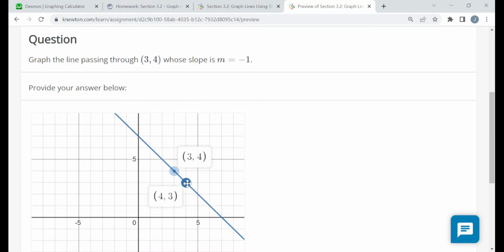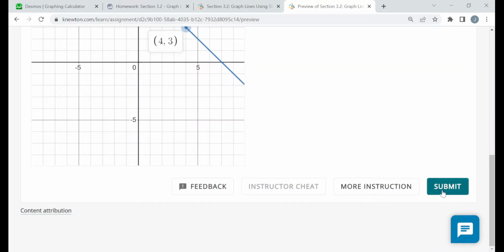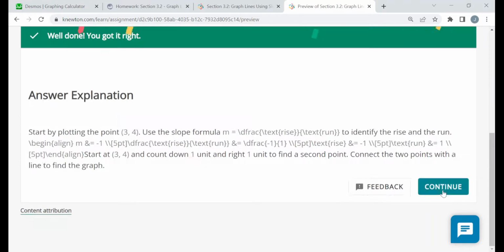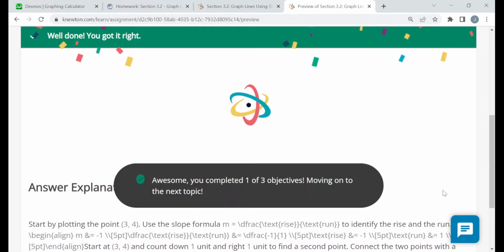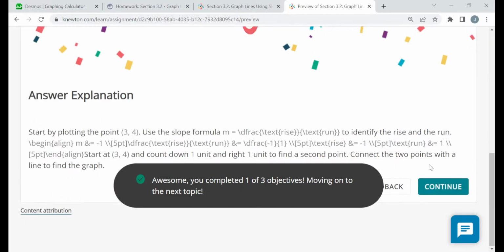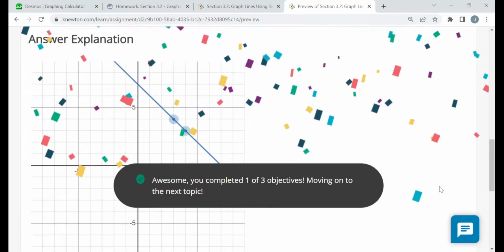And then we land at the point 4, 3. So from 3, 4, I went down 1, right 1. And then you can keep doing this, down 1, right 1, down 1, right 1, and you still land on points on the line. So here we have it, the line passing through the point 3, 4, that has a slope of negative 1. Great. All right, so that objective is complete. And we move on.